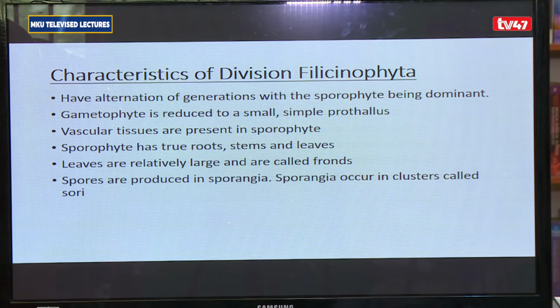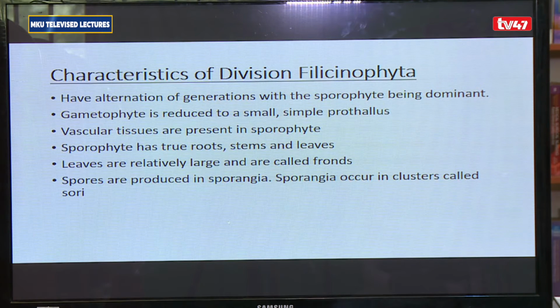For the sporophyte, which forms the plant body, it is well differentiated into roots, stem, and leaves. It has got vascular tissue present, so you have got the xylem and the phloem. The leaves are relatively large and are called fronds. We find every leaf comprises of a simple branch called a rachis. And then from the rachis, we have a number of leaflets called pinnules, and then all those leaflets along with the rachis collectively form the one leaf we are referring to as a frond.